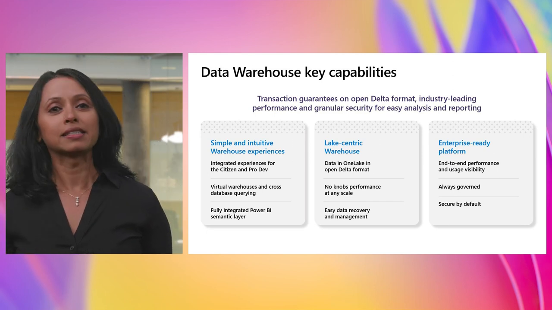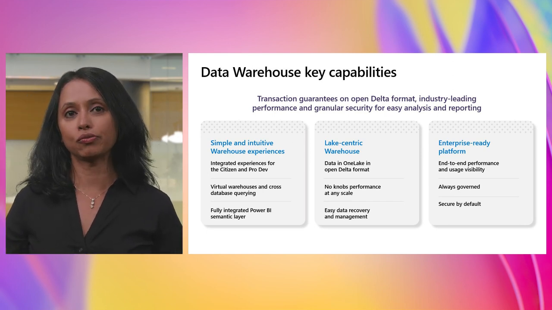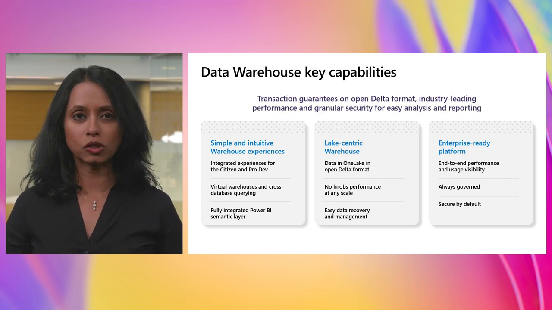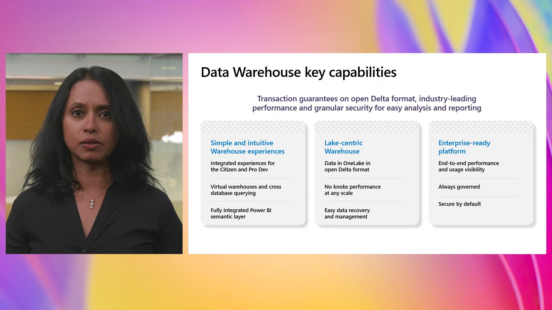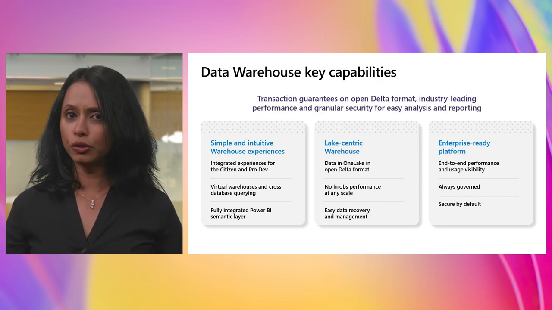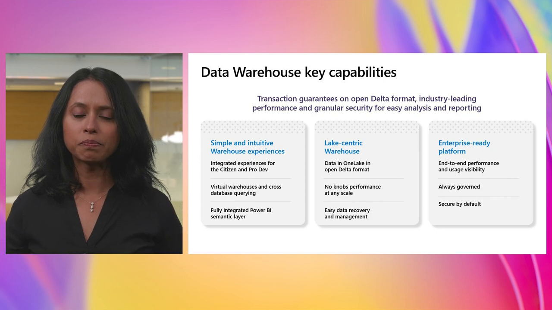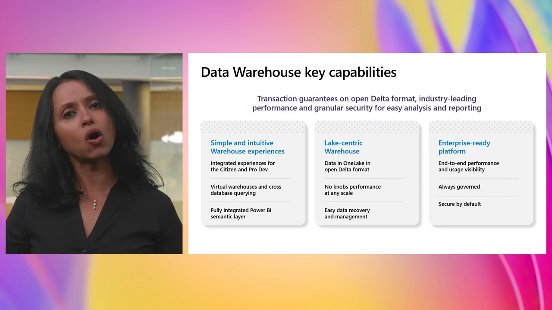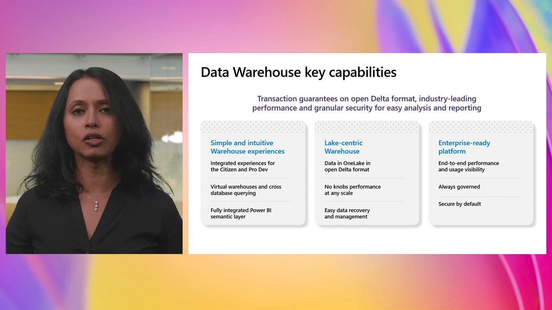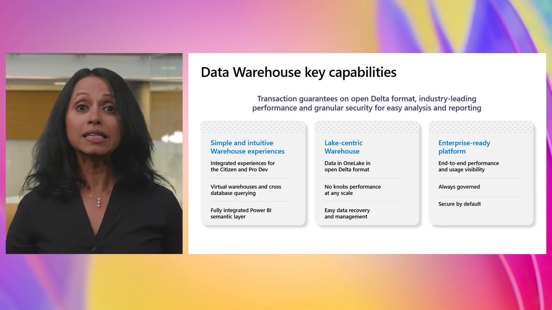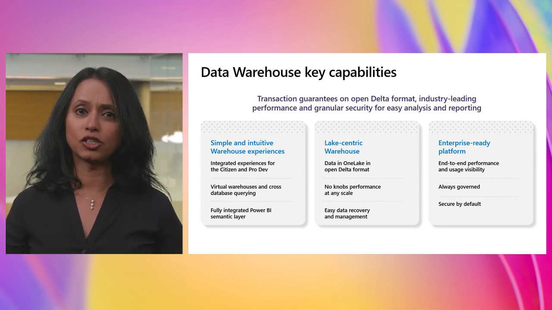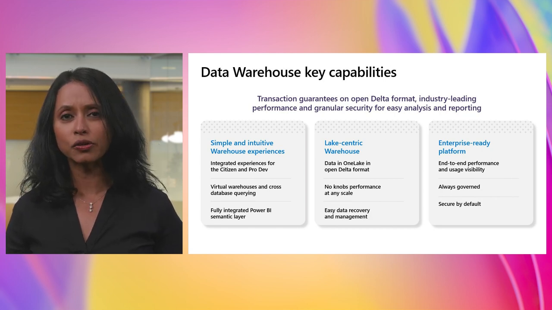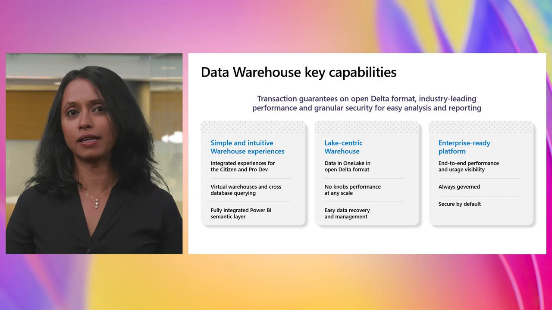Third pillar, Synapse Data Warehouse is also an enterprise-ready platform, just like all Fabric workloads. You get end-to-end performance and cost visibility out of the box. It is always governed via integration with Purview and has the ability to view lineage and apply sensitivity labels, ensuring your data is protected and can only be viewed by the right users in your organization. Data Warehouse is also secure by default and comes with SQL security constructs such as object-level security and row-level security that users have come to love and trust.